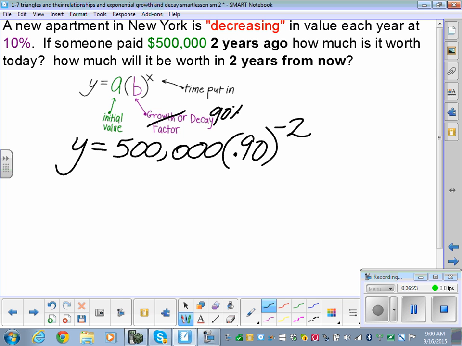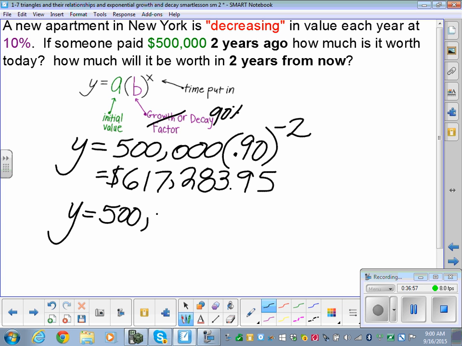Okay, so now type that in and what do you get? 283.95. Okay, good. So you guys, 2 years ago, this apartment was worth $617,283.95. It's now only worth $500,000. Does that make sense? Now when it says, how much will it be worth in 2 years from now? That's in the future, right? So we need to do +2. So we're going to plug it in again.